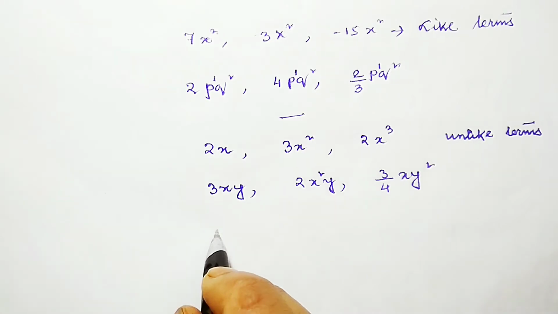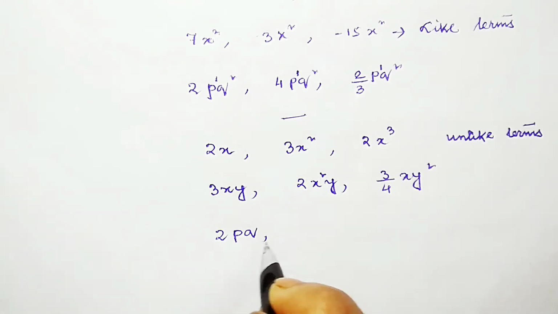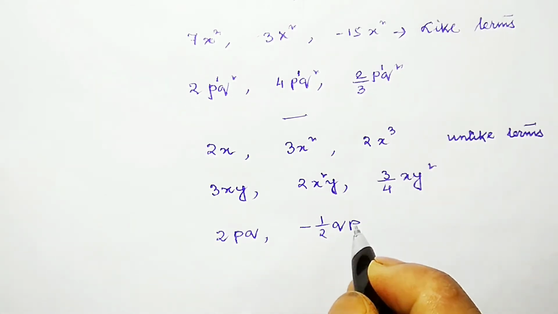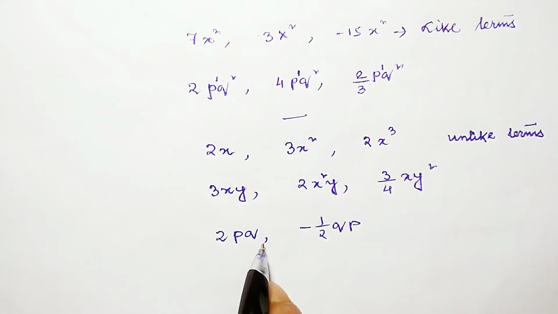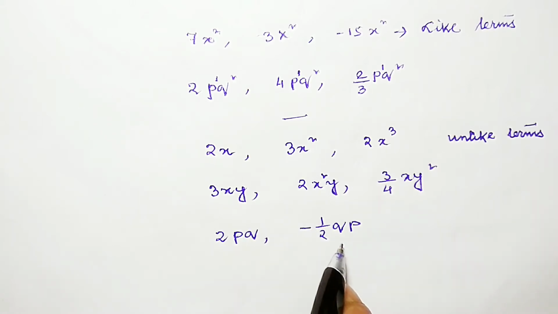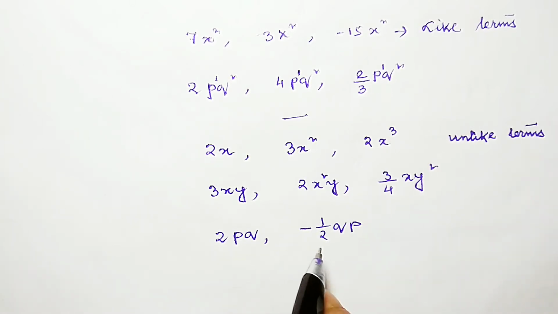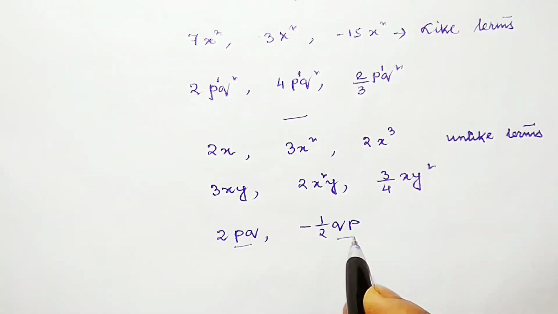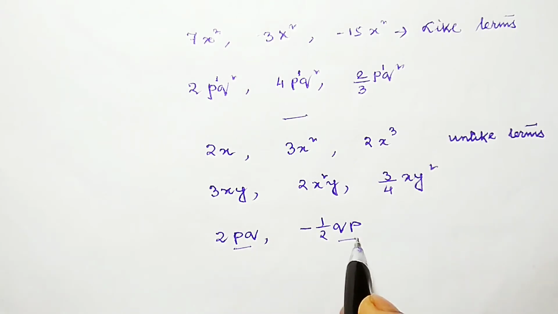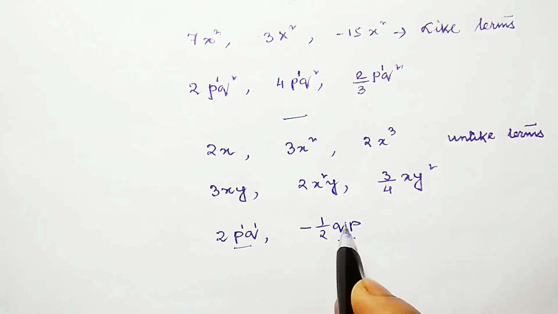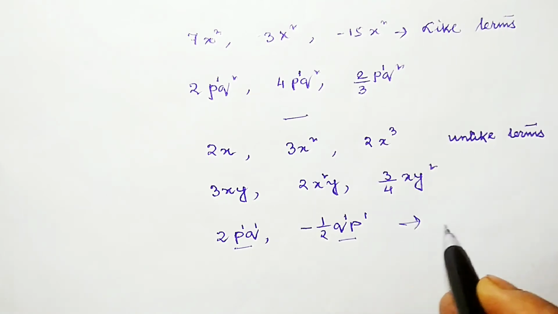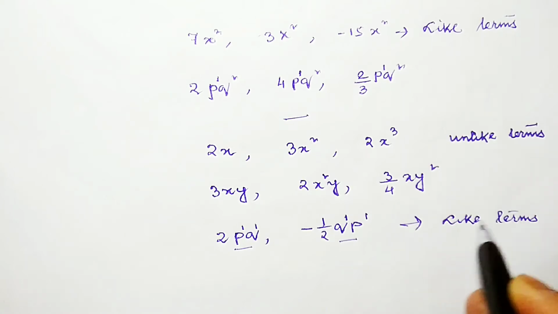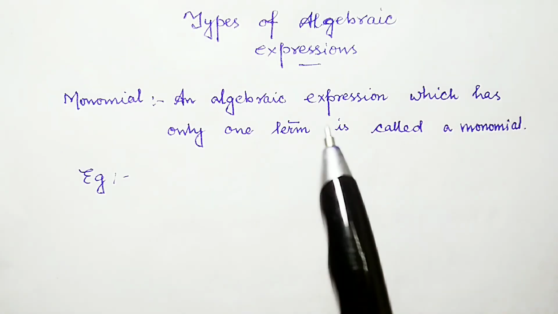Suppose if I write 2pq and minus half qp, are they like terms? Here the variables are p and q, here also the variables are p and q. The only difference is that here I have written q first then p. Since the same set of variables are used and their powers or exponents are also the same, here powers are 1, here also powers are 1, so these are like terms. Now I'll discuss types of algebraic expressions.